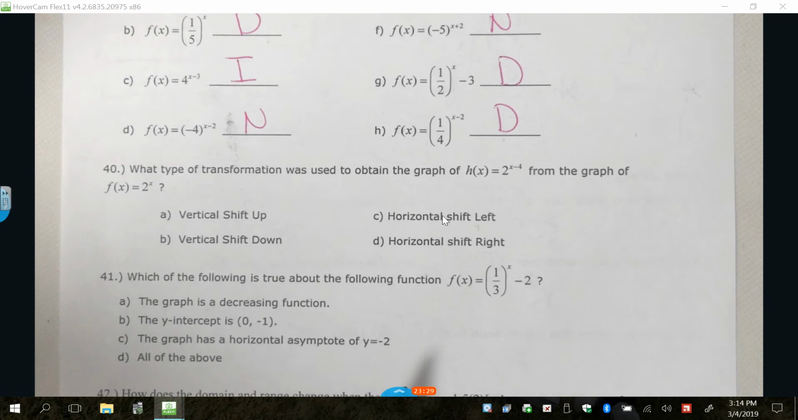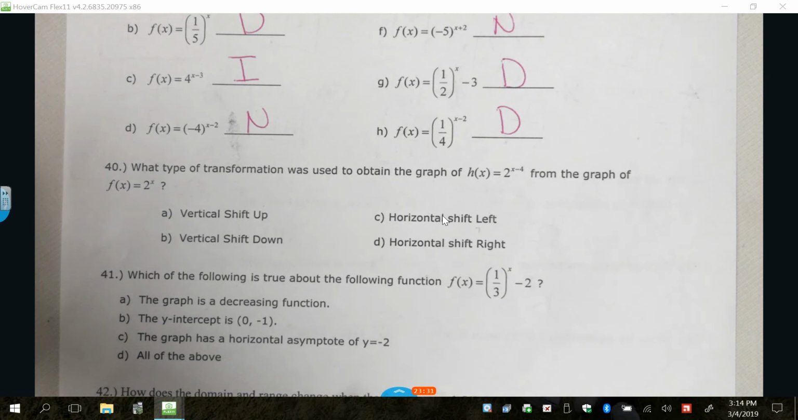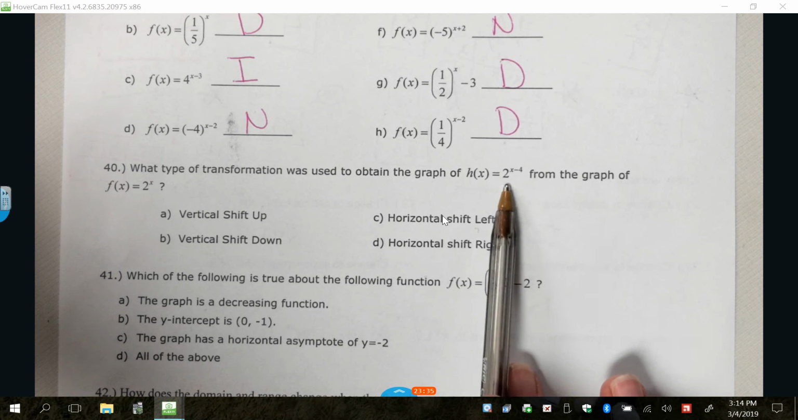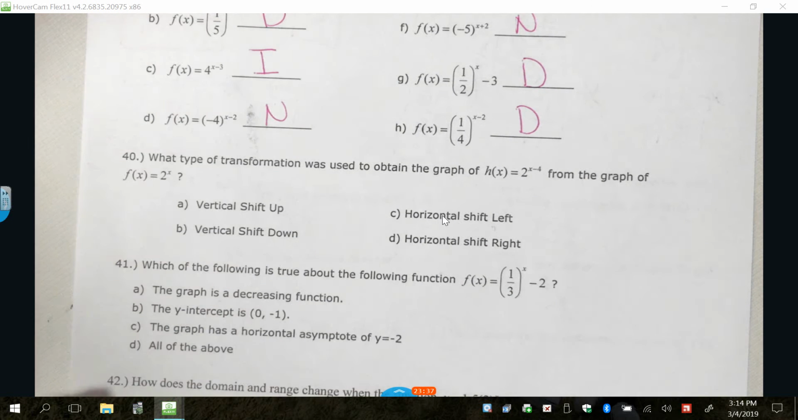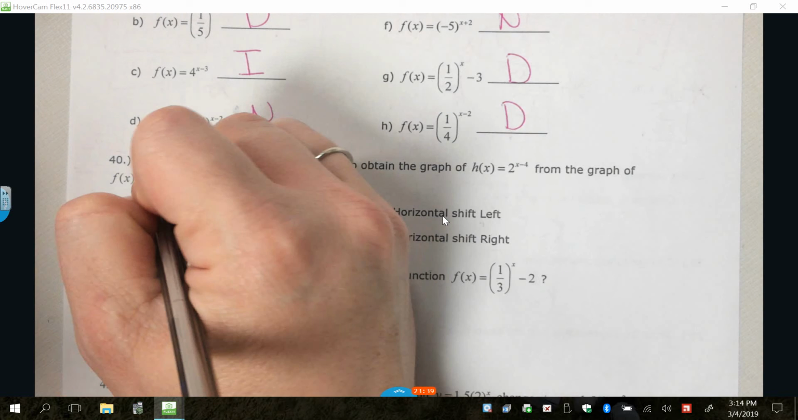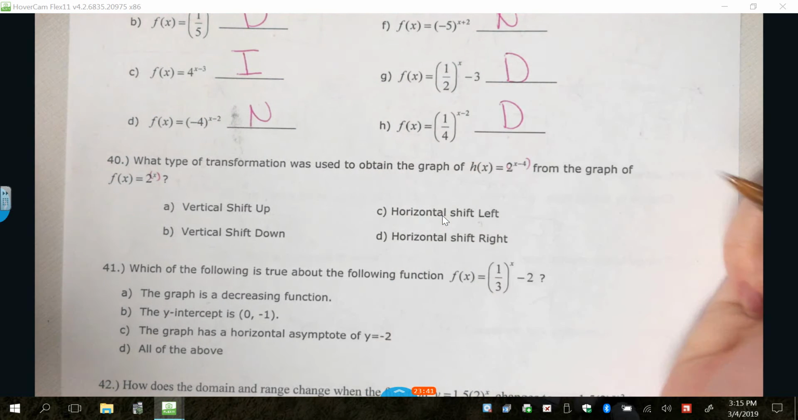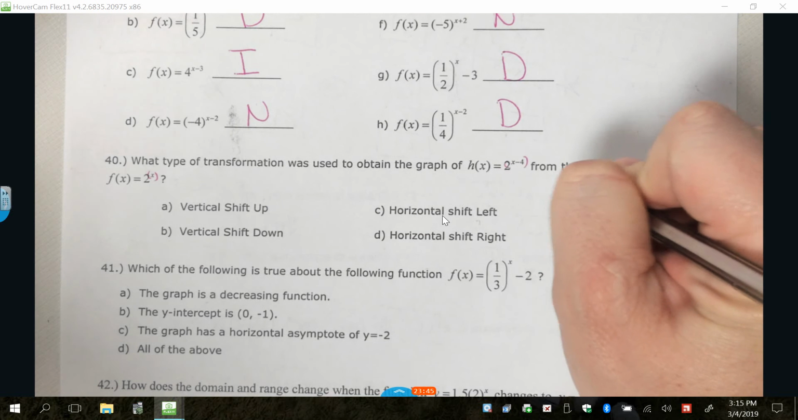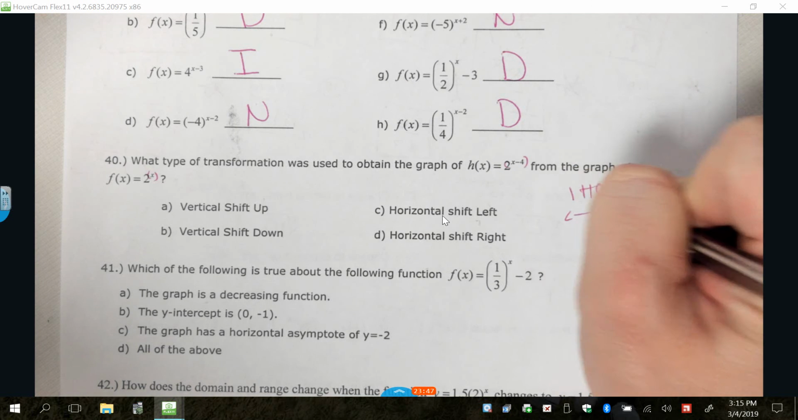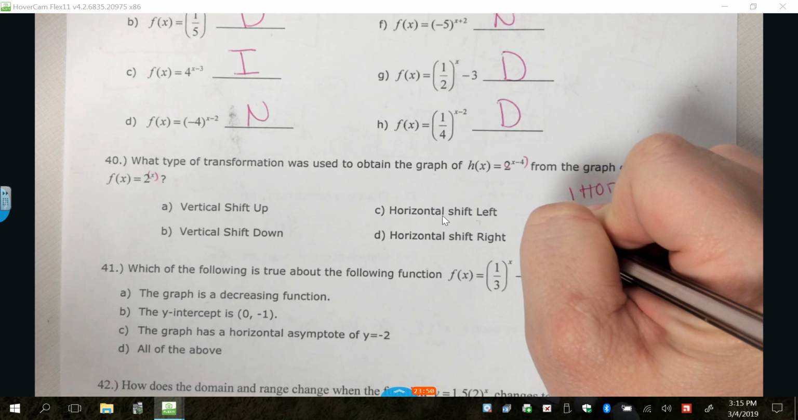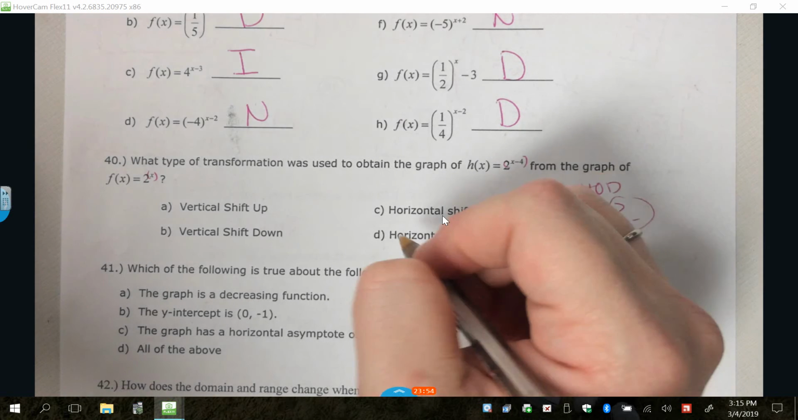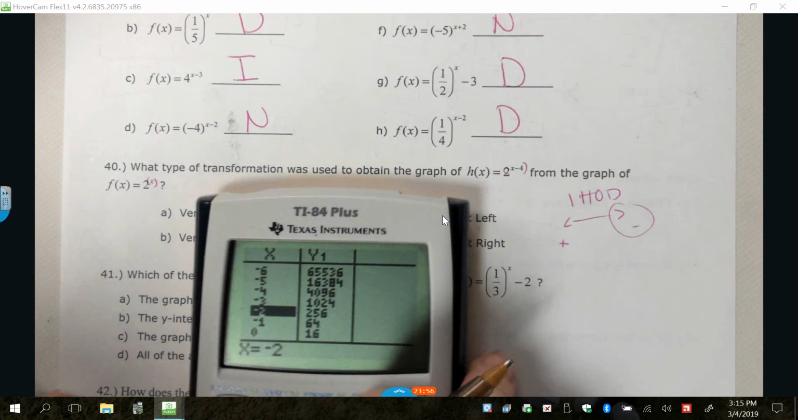Okay, number 40. What type of transformation was used to obtain the graph h of x equals 2 to the x minus 4 from the graph of h of x equals 2 to the x? So remember, up here is an inside change. So if you have minus 4 as an inside change, remember, inside is opposite, so minus 4 would be this way. So that means we went right 4. So let's double check that. Horizontal shift right.